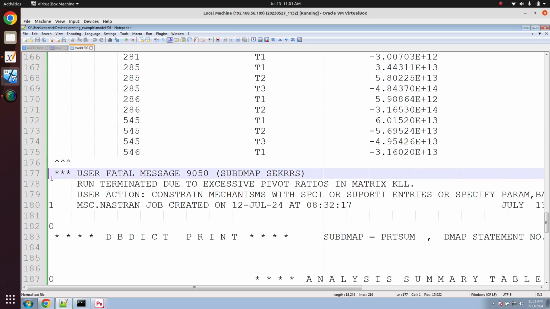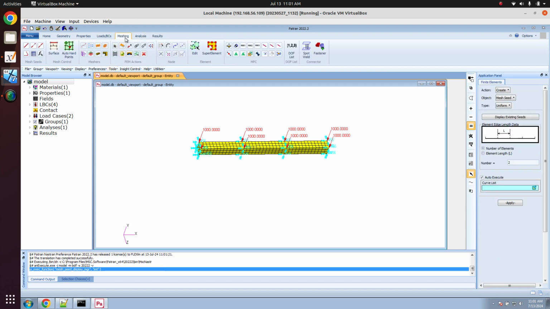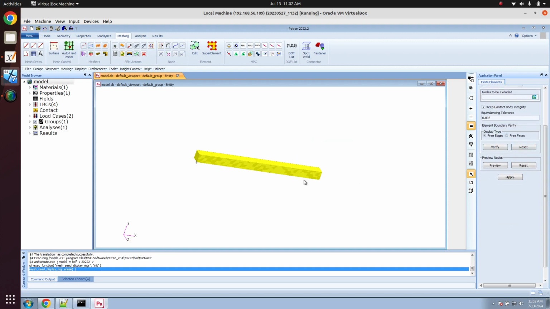If you want to fix user fatal message 9050, the most common way to do this is the following. If you're using Patran, go to the meshing tab here at the top bar. In the FEM Actions group of tools, click on equivalence. So that's this button here. If you hover over it, it says equivalence. Here on the right, it opens a new toolbar.